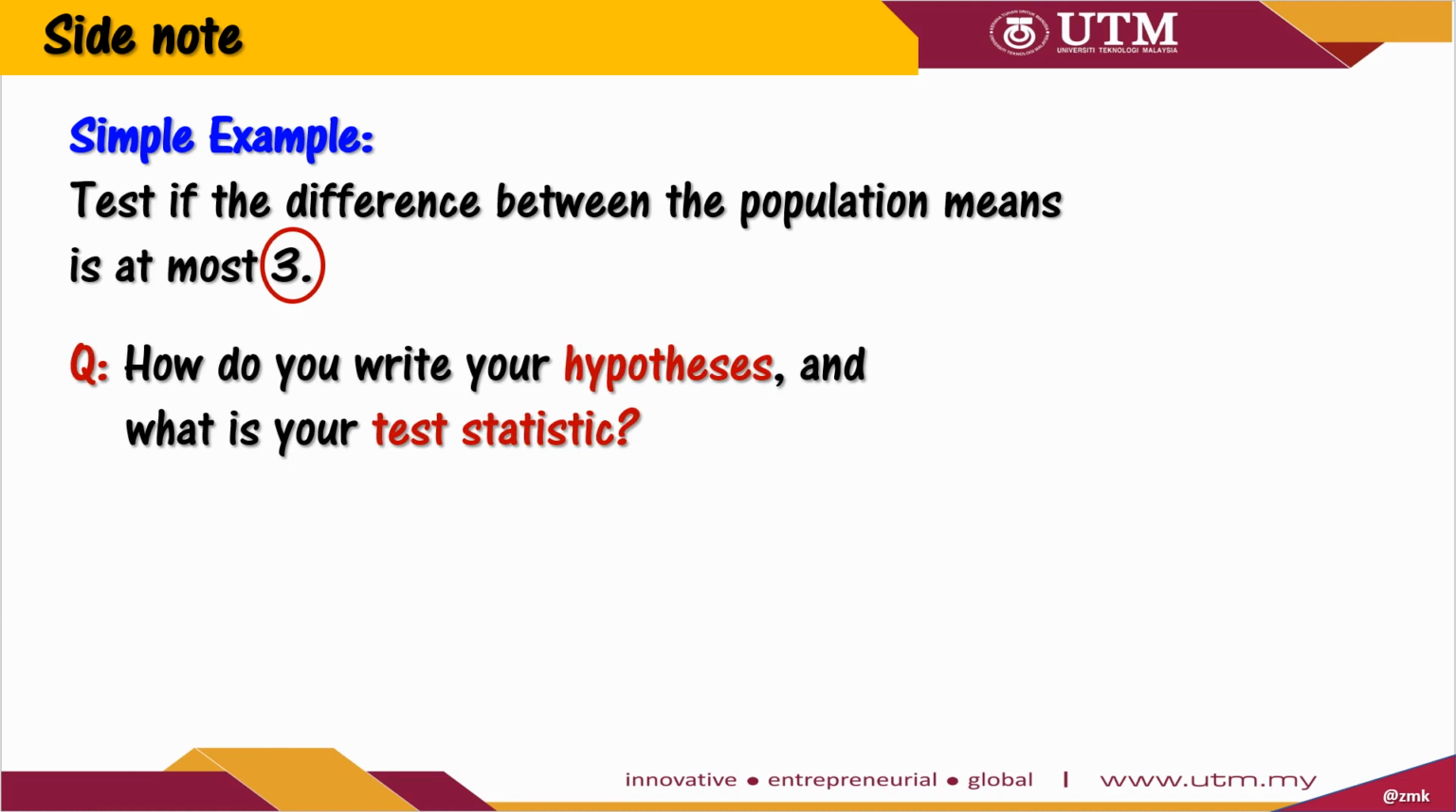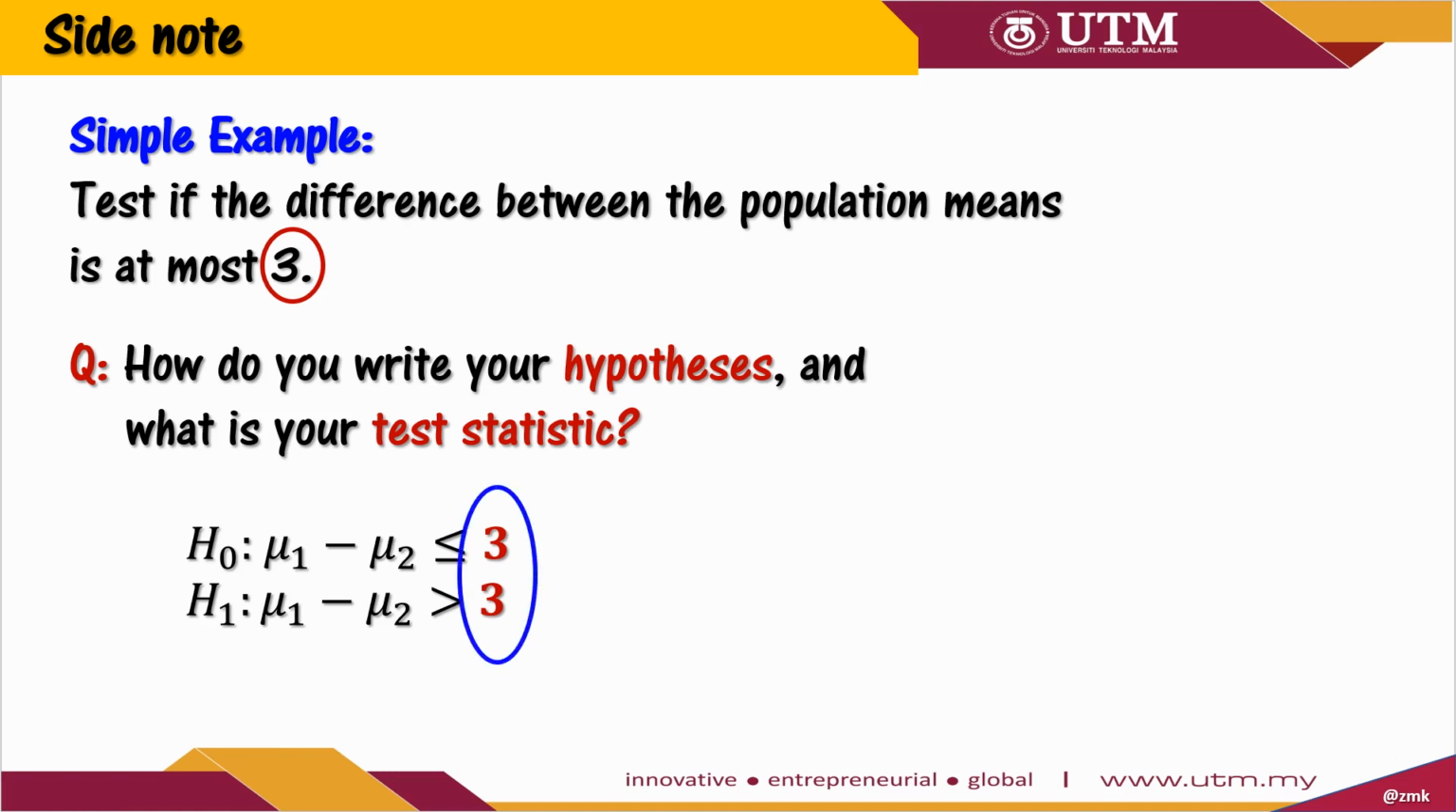To answer the first question, H0 can be written as mu1 minus mu2 is at most 3, and H1, mu1 minus mu2 is greater than 3. Hope by now you already get the idea why we use less than or equal to under H0 and greater than sign under H1. But what I want to highlight here is the value of the difference between mu1 and mu2. You can see here that the value is not 0 anymore but 3.